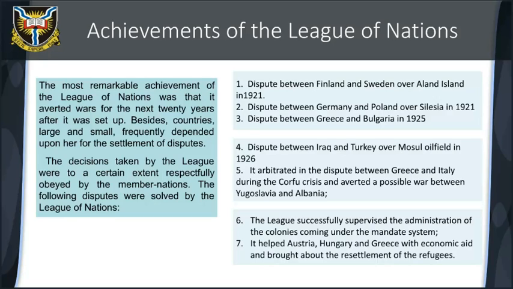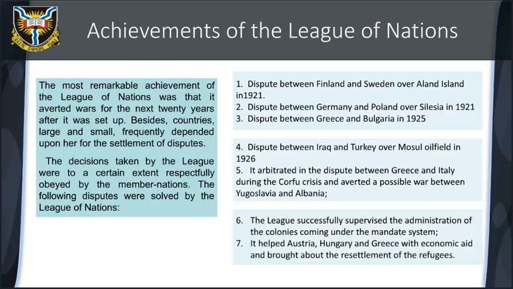The following disputes were solved by the League of Nations. 1. Dispute between Finland and Sweden over Aland Island in 1921. 2. Dispute between Germany and Poland over Silesia in 1921. 3. Dispute between Greece and Bulgaria in 1925. 4. Dispute between Iraq and Turkey over the Mosul oil field in 1926. 5. It arbitrated in the dispute between Greece and Italy during the Corfu crisis and averted a possible war between Yugoslavia and Albania.